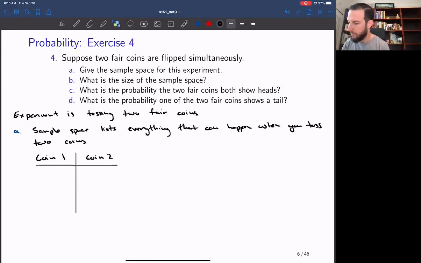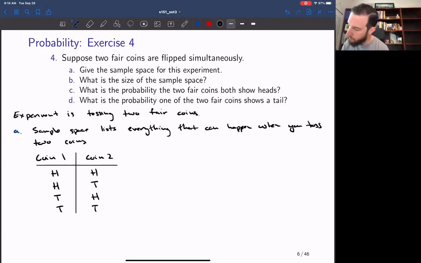Now what I'm going to do is write down what can occur on each coin. So for example, one of the possible things that can happen is that I get a head on coin 1 and a head on coin 2. I could also get a head on coin 1 and a tail on coin 2. Or I could get a tail on coin 1 and a head on coin 2. Or I can get a tail on both. Okay, so this is my sample space.